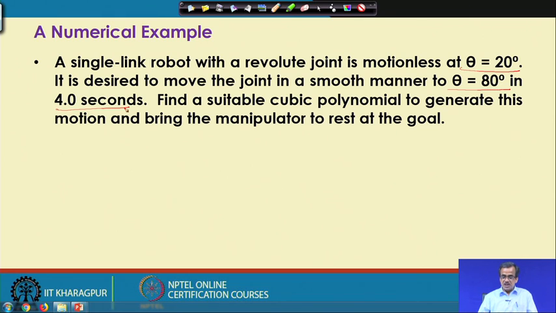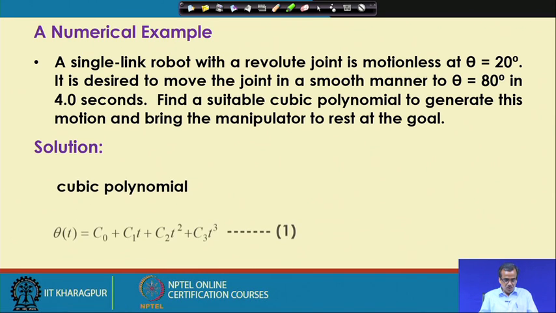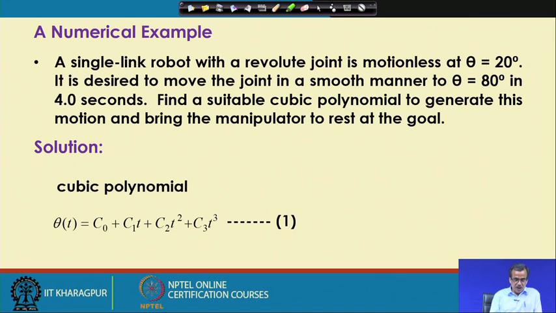So, this is a very simple problem and we know the initial displacement, and the initial velocity is equal to 0. We know the final displacement and the final velocity is once again equal to 0, and we know the total time, that is nothing but the 4 seconds. So, very easily you can fit one cubic polynomial, and this particular problem relates to case 1.